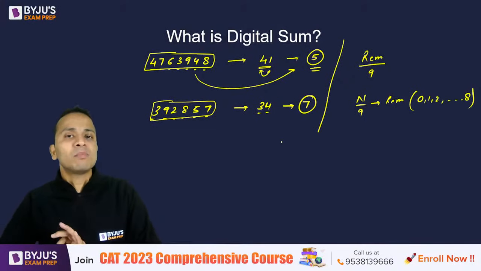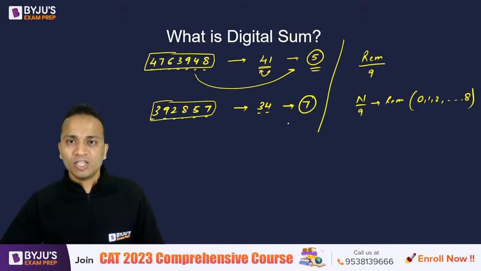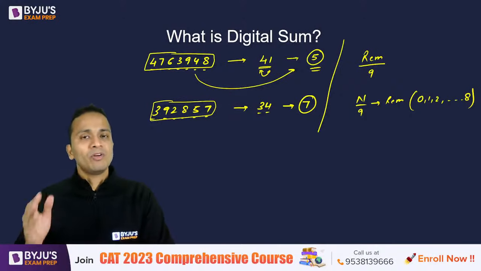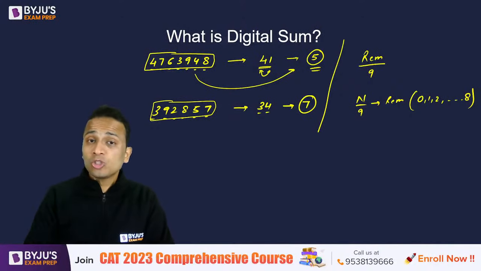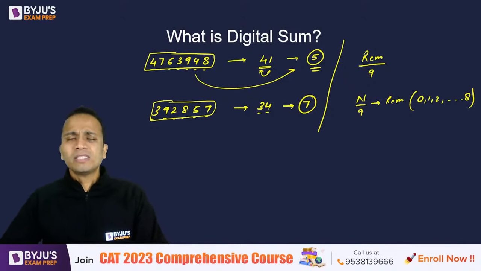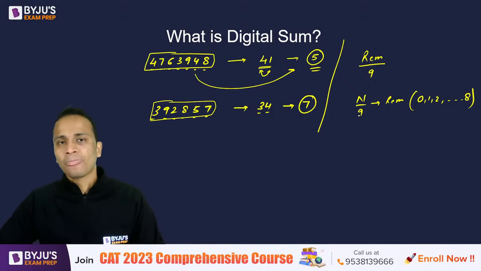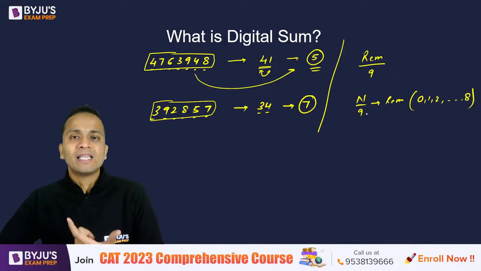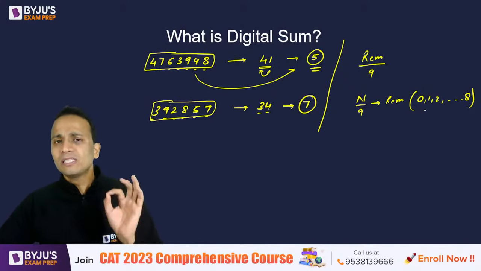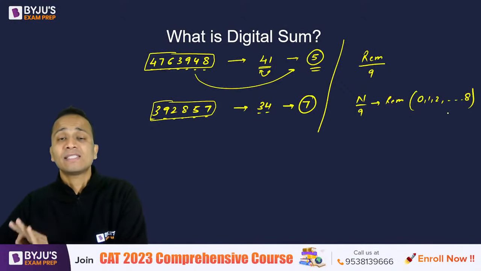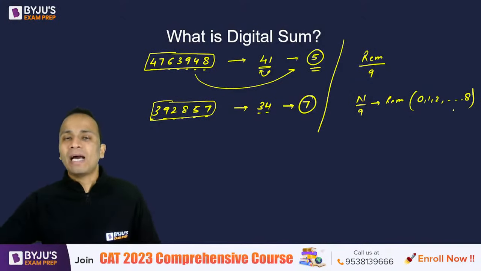8 is the maximum value of the remainder that is obtained. Alright, I'll repeat. Any number when divided by 9, the remainder obtained is also treated as the digital sum. Now, once any number is divided by 9, the range of remainders, the different values the remainder may have, will be starting from 0, 1, 2, 3, 4, 5, 6, 7, and 8 will be the maximum value.